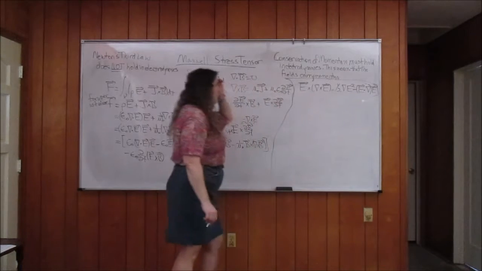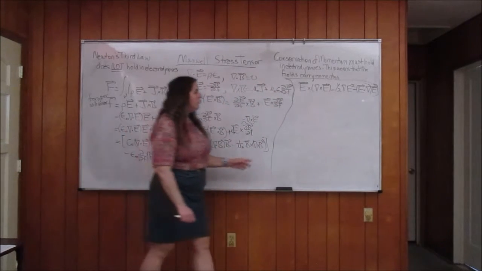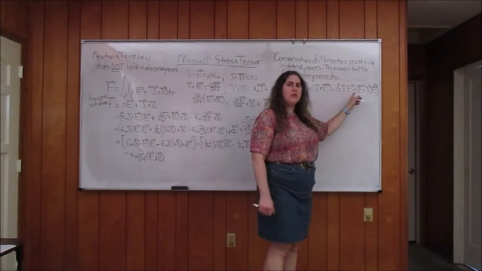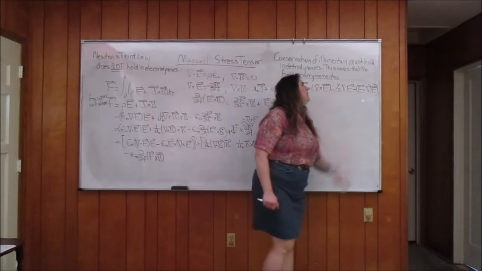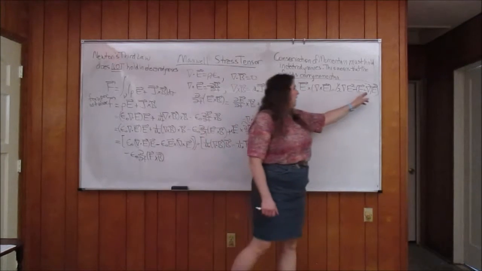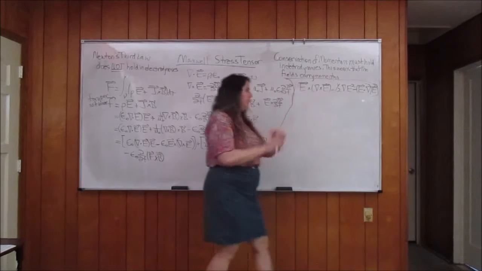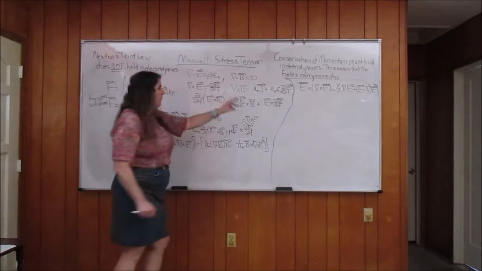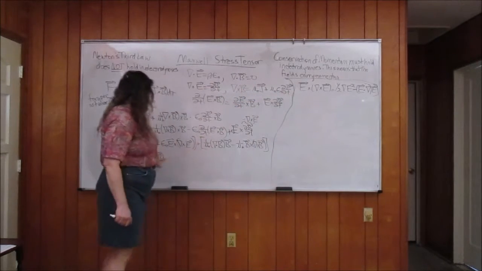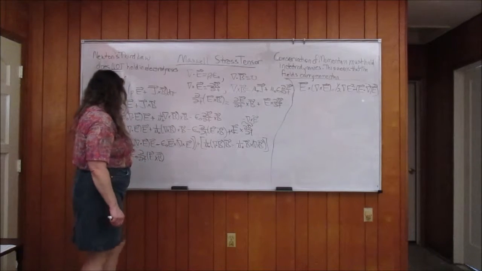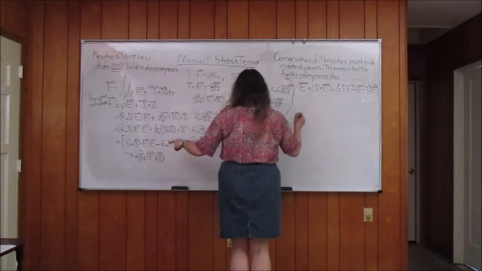So E crossed into the curl of the electric field is equal to 1/2 the gradient of the electric field squared, minus the electric field dotted into the gradient of the electric field. So I'm going to replace these terms in this expression.